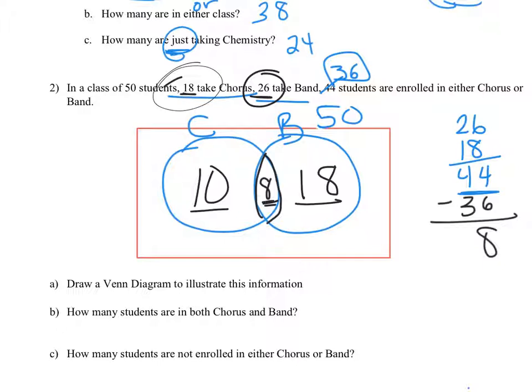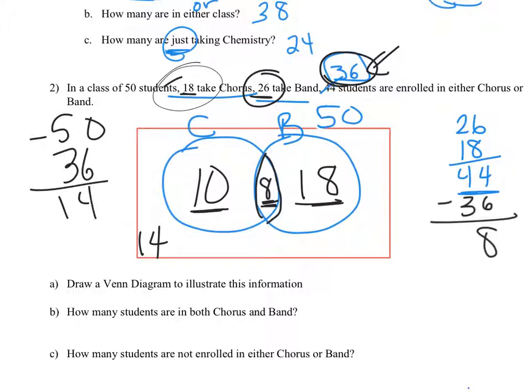So how many people would be out here in this area for people that have not done either? It should be 14, because 36 are in all of them. You add these 3 up, you should get 36, which is what we got here. And then subtract from 50, so you should get 14.